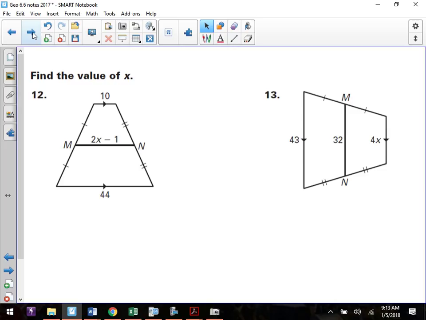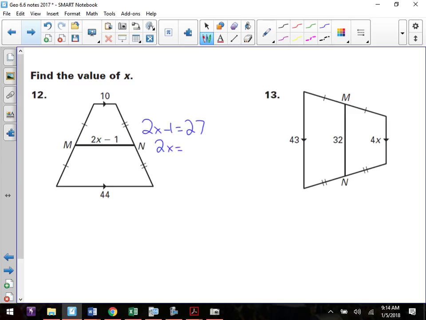Couple things you can do with that first one. Notice that your bases are both numerical. What I would do is figure out what the average of 10 and 44 is. By doing that, I know what the middle part has to equal. 10 and 44 is 54, cut it in half and you get 27. So I would say that 2x minus 1 has to equal 27. You get 14. If you did it the long way, you're still going to get the same idea. 2x minus 1 is half of 10 and 44.